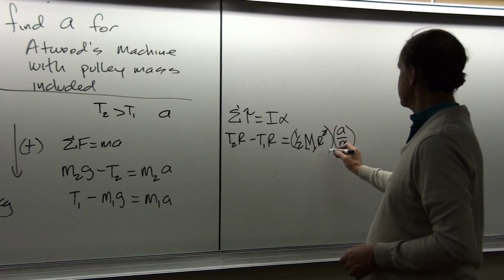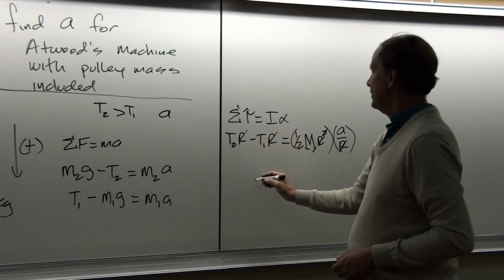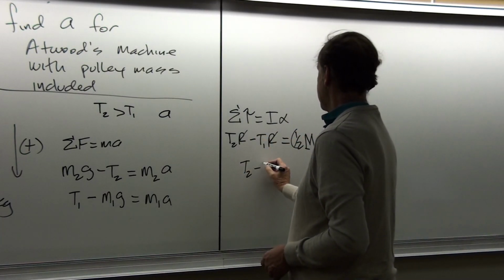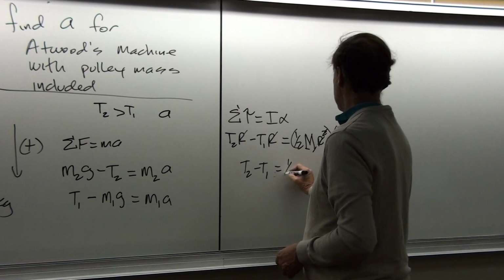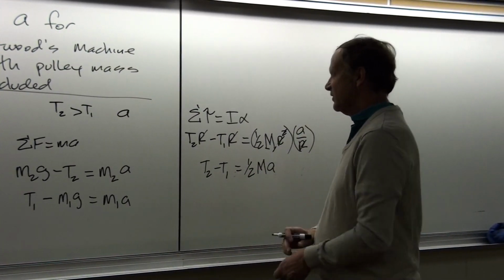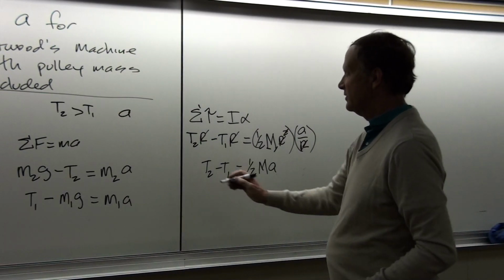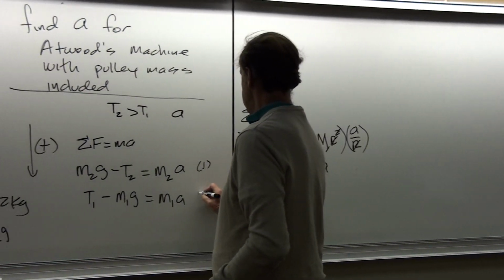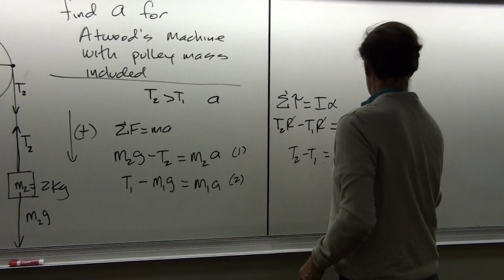Canceling out the factors of R, we get T2 minus T1 equals 1/2 big M times A. So that's our third equation. This is equation 1, 2, and then this is equation 3.